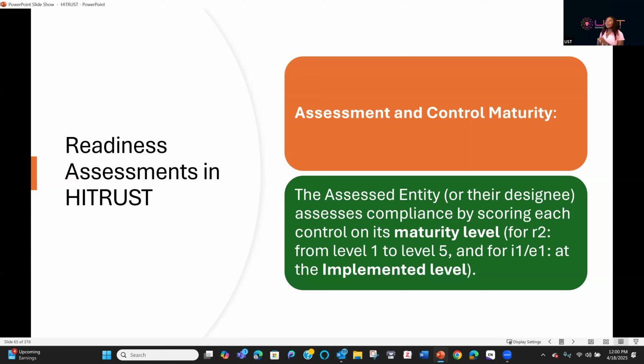And then also from level 1 to level 5, and for E1 as well as I1, that is at the level of the implementation, right? Remember, these are all a predefined set of reference controls that they will issue you, but this comes at the implemented level, while for the other one, you have to score all the controls that will be implemented to come up with a maturity level.